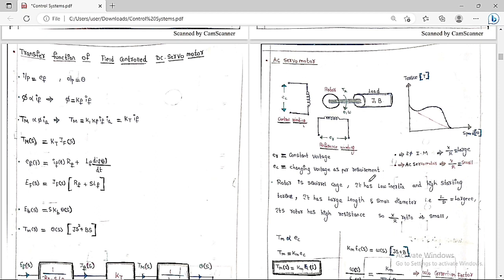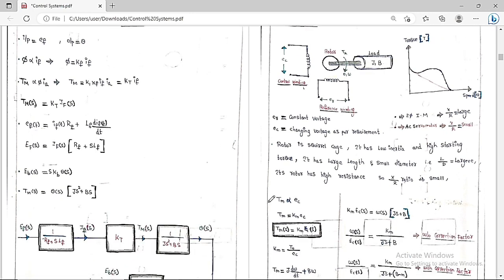So the rotor used in an AC servo motor is basically a squirrel cage rotor. It has low inertia and high starting torque. It has large length and small diameter, so the L by D ratio is very large, and its rotor resistance is also very high. Because of this, the X by R ratio is very small.